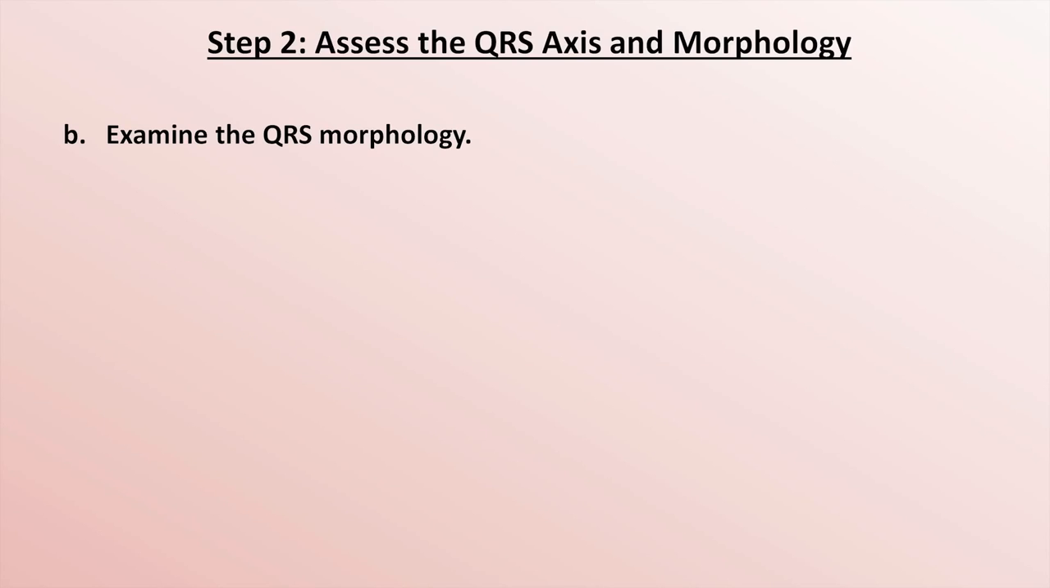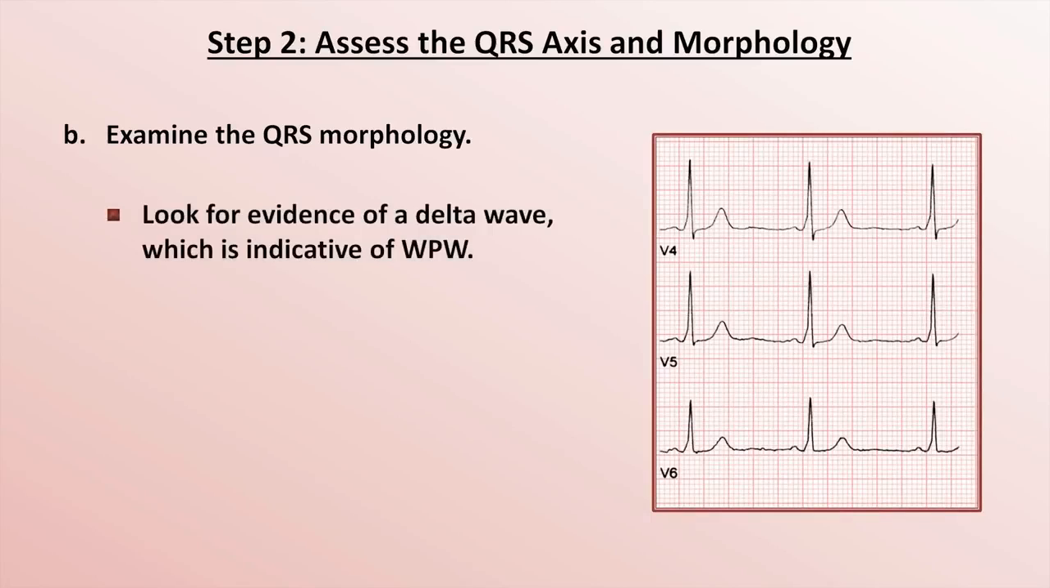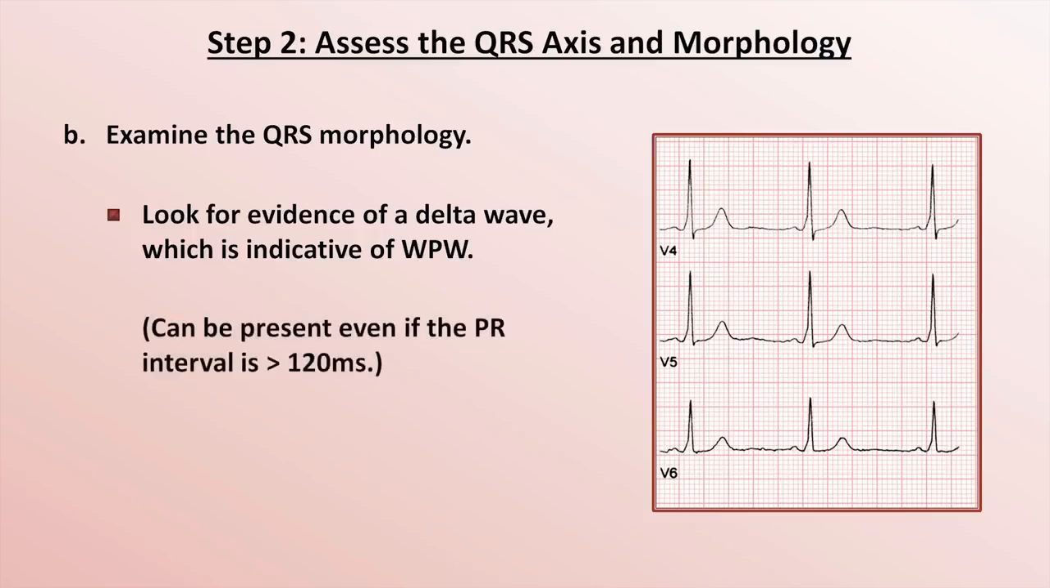The last major morphologic abnormality of the QRS to look for is delta waves. These are an initial shallow upstroke before each QRS complex that results in a technically widened QRS complex and usually, though not always, a short PR interval. Delta waves are indicative of an accessory pathway.